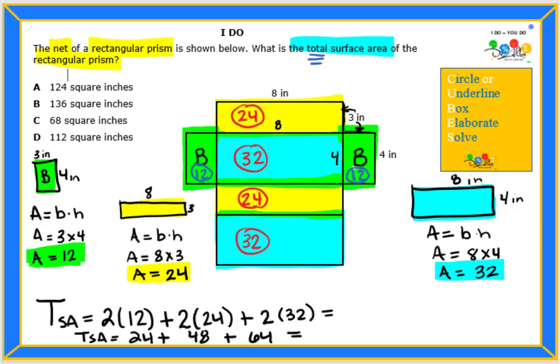I'm going to color code those so we can see where we're getting them from. And now I have 24, 48, and 64. And if I add those up, 24, 48, and 64, that's 136. Our units were inches, and so it's square inches.